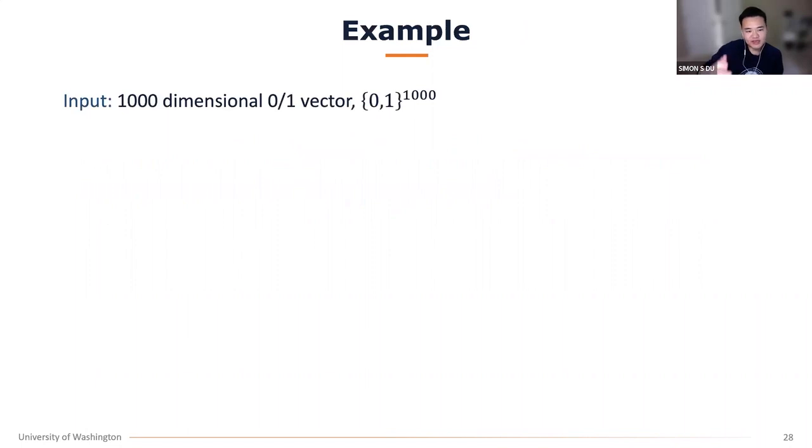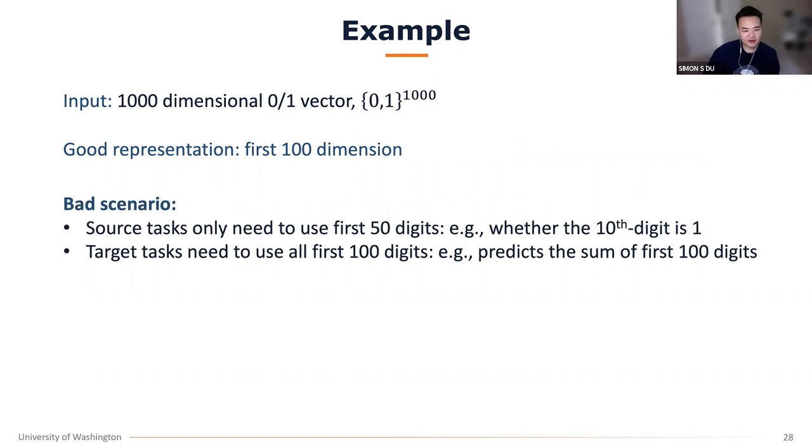So again, let's look at this example again. We have a 1,000 dimension input of 0, 1 vector, and the ground truth representation is the first 100 dimensions. Okay. Remember, the bad scenario is that the source task only uses the first 50 digits, but the target task will require 100 digits. That's the worst case target task for this kind of source task.